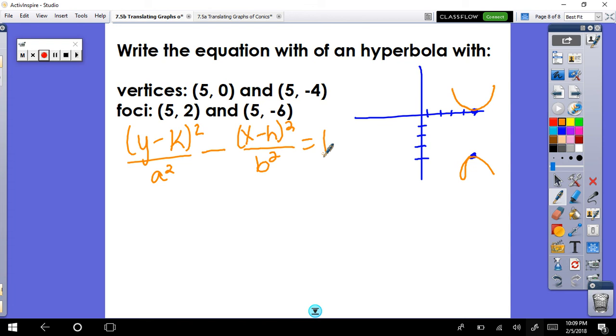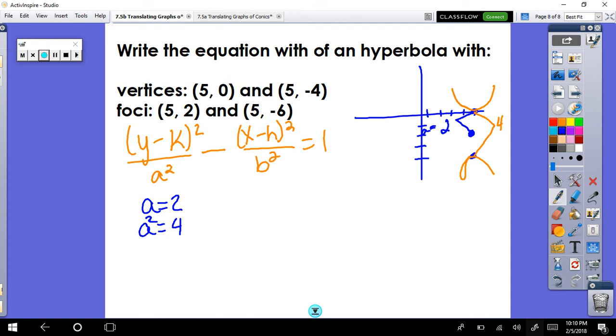I need to find the center, so the distance between these values is 4. So from 0 to negative 4 is a distance of 4, so that means my center's got to be right in the middle, which means from 0 to the center, that distance of 2, that'll be my A value, my A distance. So A is 2 units, so A squared will be 4.